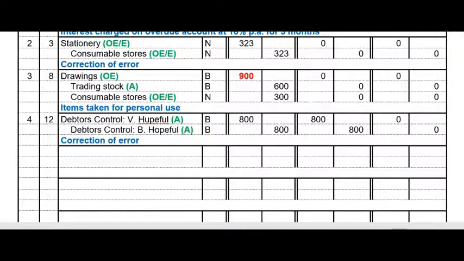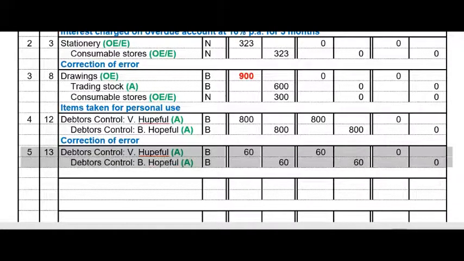So go and debit V Hopeful because he was incorrectly credited. He didn't send the stock back. Go and debit B Hopeful. No, credit B Hopeful, because he actually sent the stock back, and you say correction of error. And now let's go and look at how it affects the debtor's ledger.